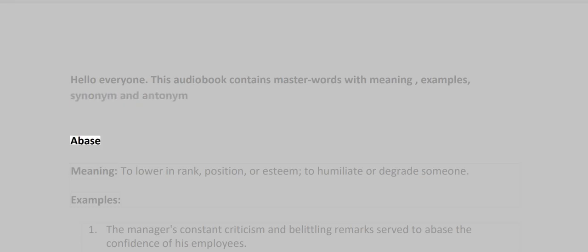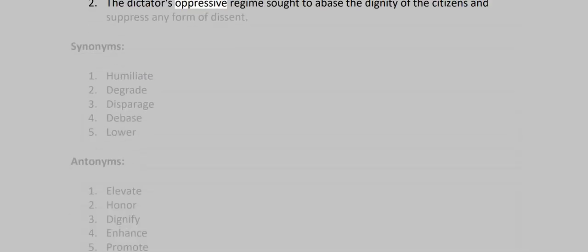Abase. Meaning, to lower in rank, position, or esteem, to humiliate or degrade someone. Examples. 1. The manager's constant criticism and belittling remarks served to abase the confidence of his employees. 2. The dictator's oppressive regime sought to abase the dignity of the citizens and suppress any form of dissent.